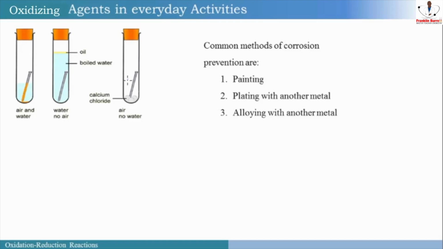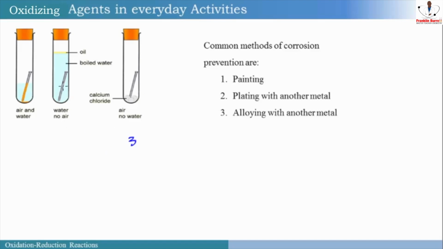In this case, we have calcium chloride, which is a drying agent. So the calcium chloride is absorbing any moisture that is found in test tube 3. So what do we have here? We have dry air, we have our iron, but we don't have any water. So this iron will not rust. As you can see, no rust. So test tube 3 is missing water or moisture, no rusting.